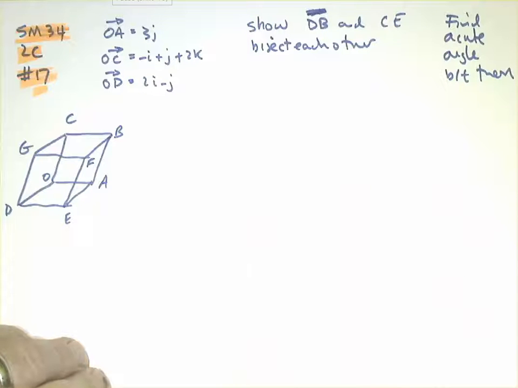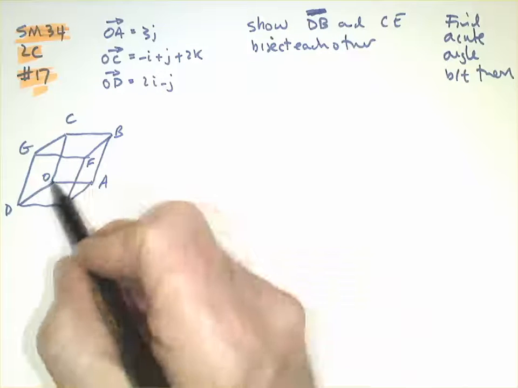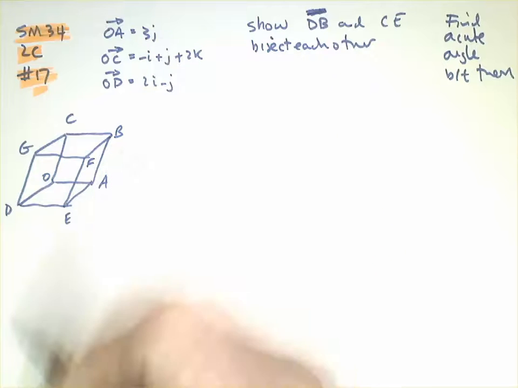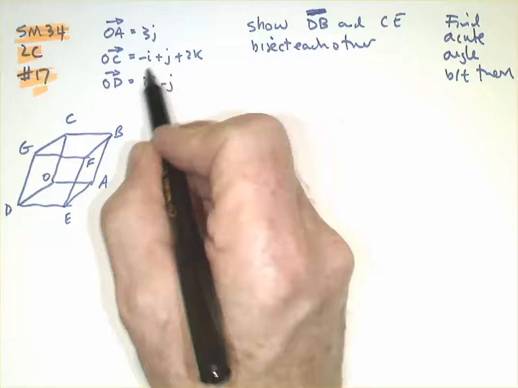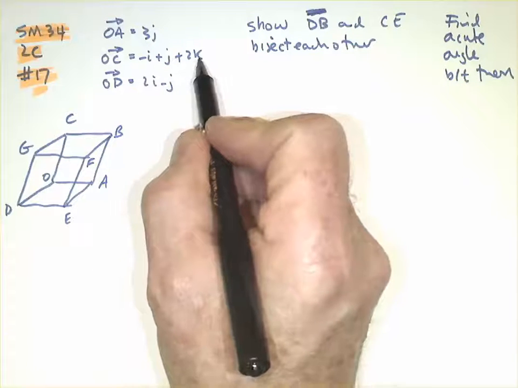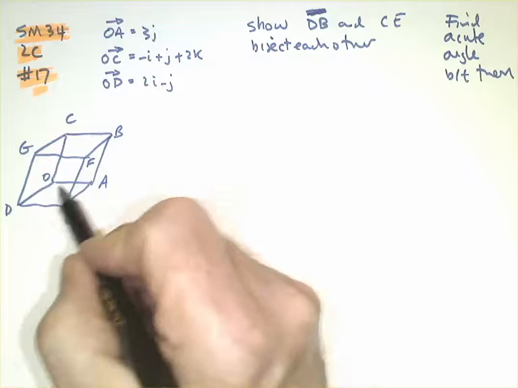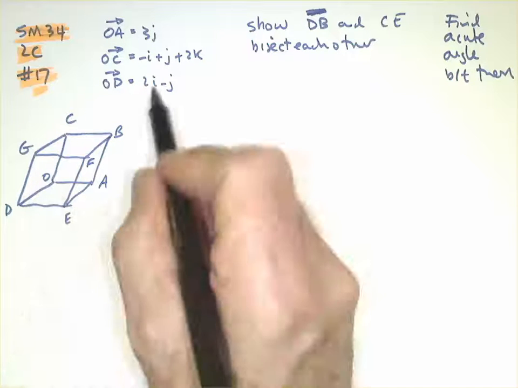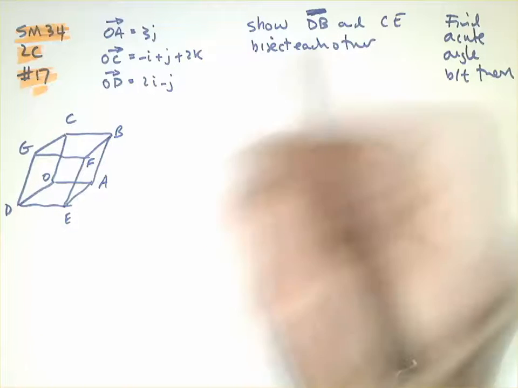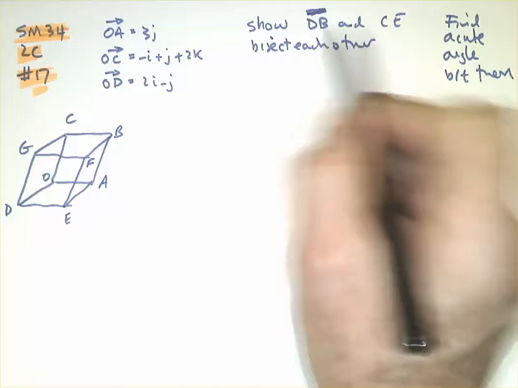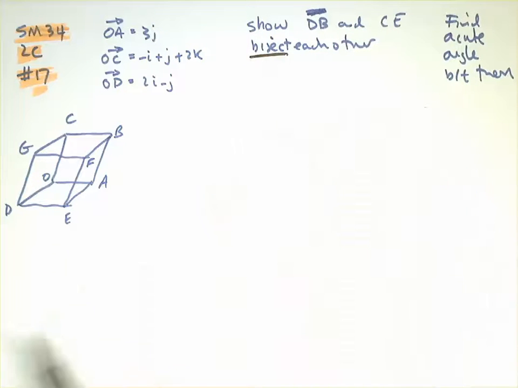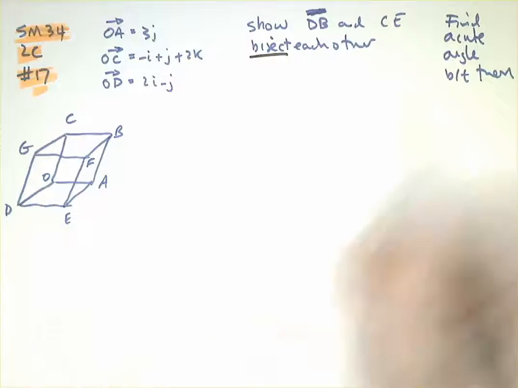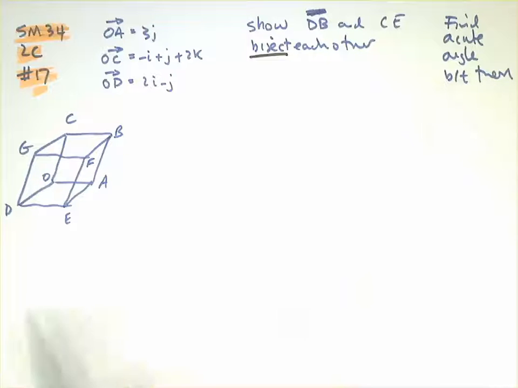This is for Year 12 Specialists. It comes out of 2C question number 17. So we have this object. I know that O to A is 3J, O to C is minus I plus J plus 2K, and O to D is 2I minus J. Show that the lines DB and CE bisect each other and find the acute angle between them.